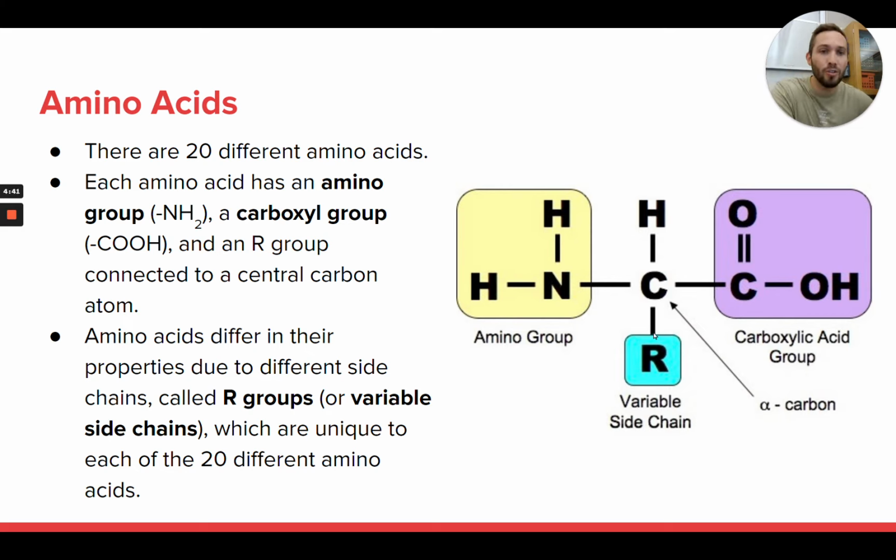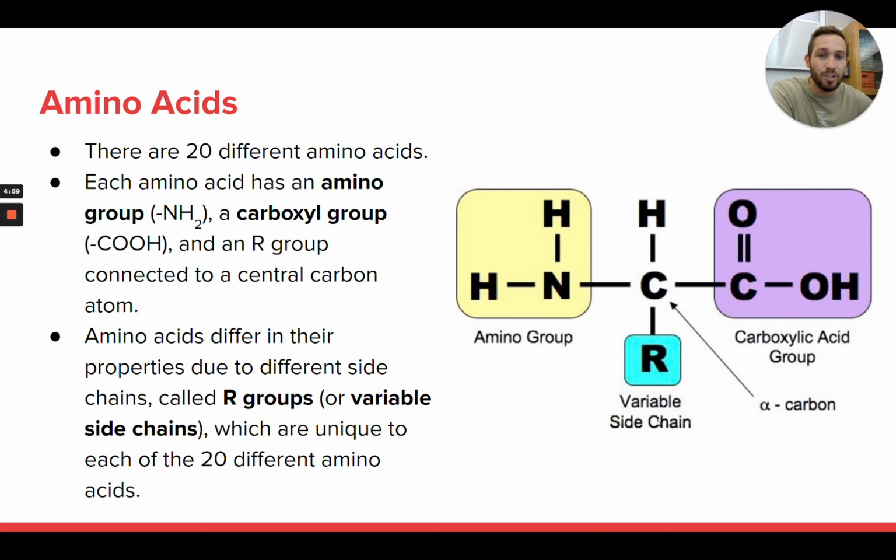And then there's something called an R group. Now this R group, R doesn't stand for an element. There's no element R. It actually stands for a variety of different structures you could find here. And it's this R group that we call a variable side chain.